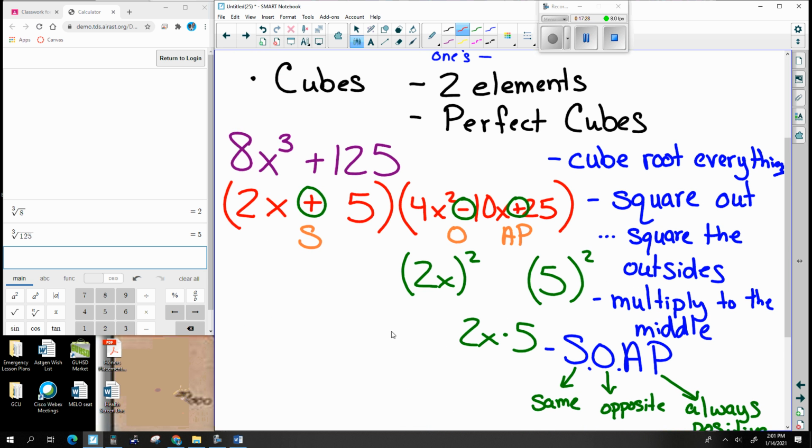Cubes, two elements, but they're obviously cubes. So you cube root, square out, multiply to the middle. So again, you cube root, creating these numbers. Okay, you square out, so 4x squared, 25, multiply to the middle, 10x, and then use SOAP: same, opposite, always positive.